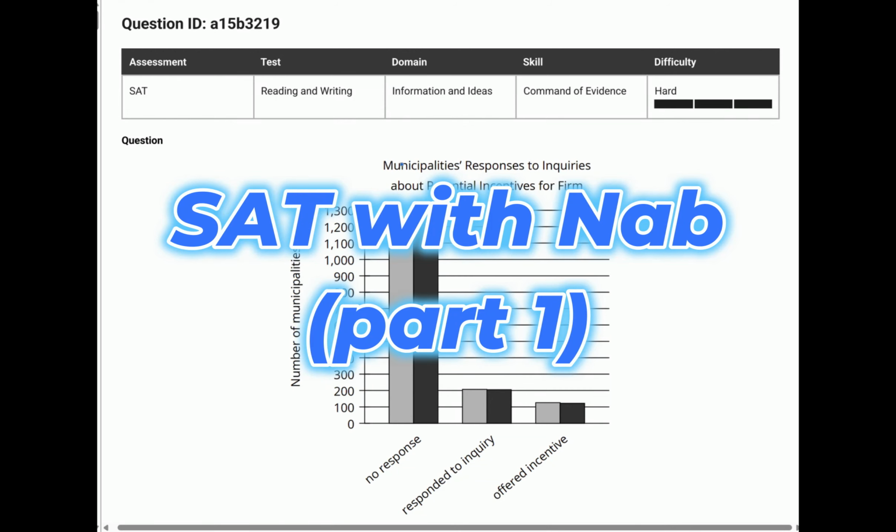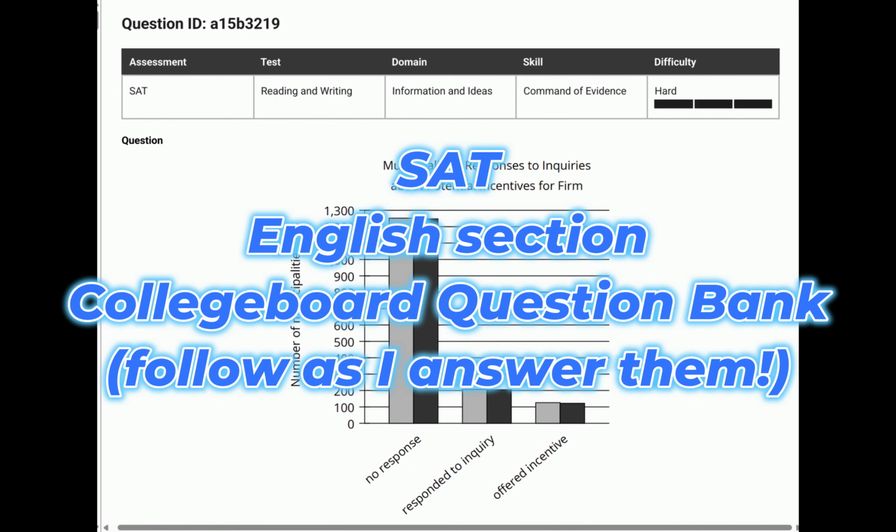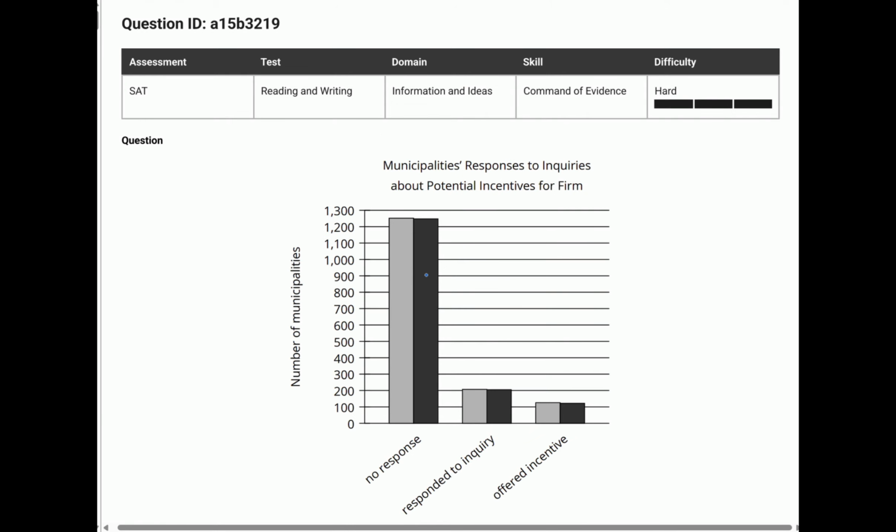Okay, so we're going to be doing a couple of SAT questions. This is pulled directly from the College Board question bank. Here we have a question and a graph, so we already know that this is a command of evidence question. Again, we're doing English section questions. So let's get right into it, shall we?